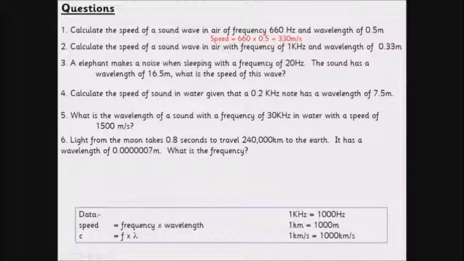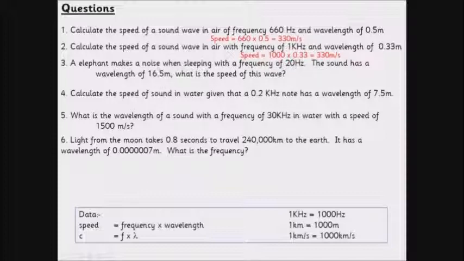The speed of a sound wave in air with a frequency of 1 kilohertz, that's 1,000 hertz, and a wavelength of 0.33 meters, well, that's 1,000 times 0.33, which is 330 meters per second again. You should realise that the speed of sound in air is a constant. We'll come to that in the next lesson, I think.